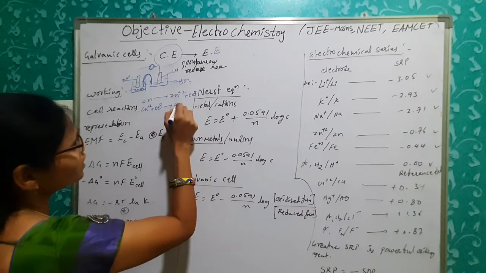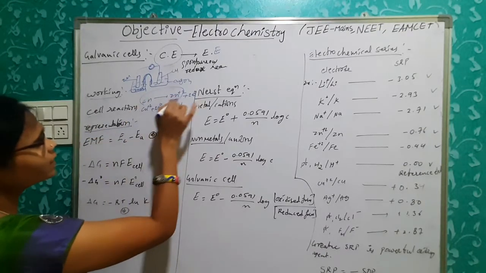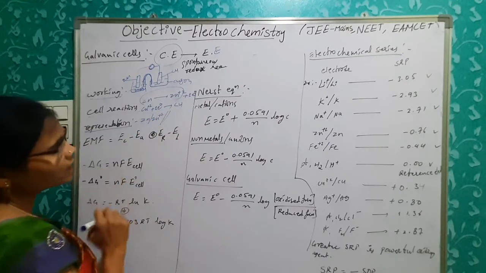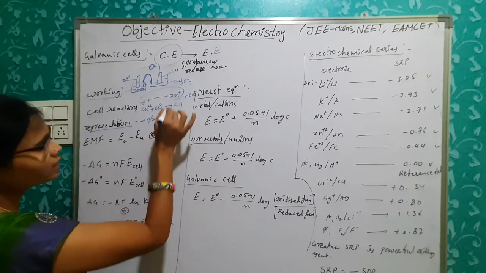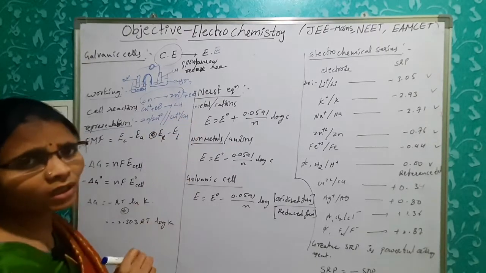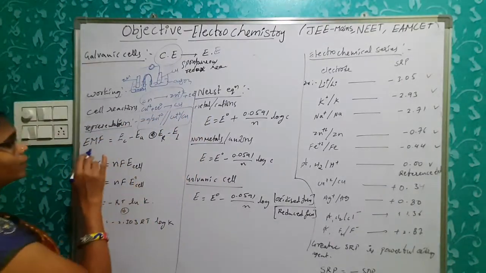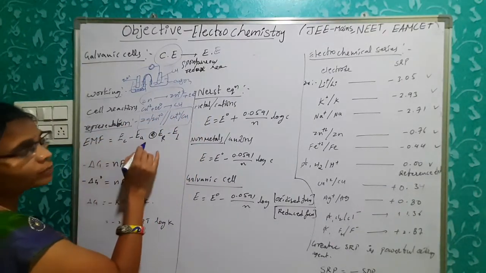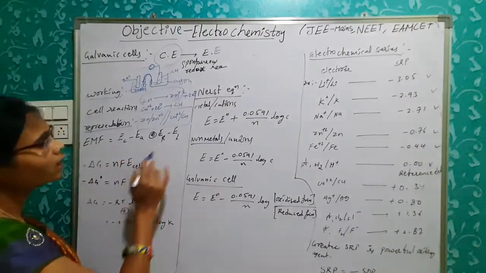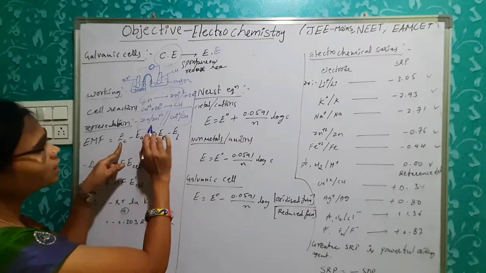Now the cell representation: where oxidation takes place is written on the left hand side. Parallel lines indicate the usage of a salt bridge, and then copper sulfate and copper. Okay, so this is the cell representation. Next, EMF of the cell. E cell equals E cathode minus E anode, the electrode potential at the cathode minus the electrode potential at the anode, or cathode on the right hand side, so E right minus E left.